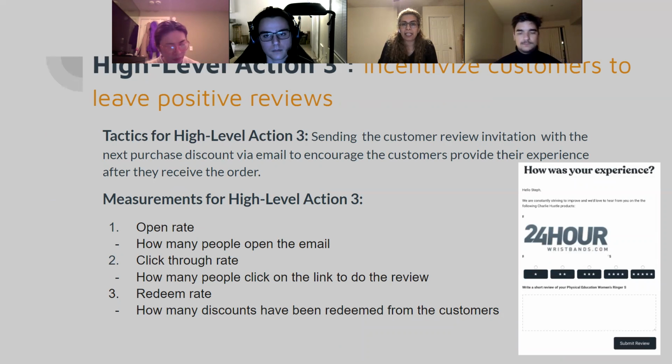High-level action 3, incentivize customer to leave positive reviews. A customer who has a negative experience is highly likely to share that experience by leaving a bad review. However, a customer who has a positive experience, on the other hand, is unlikely to leave a good review. In my research, only 1 in 10 happy customers leave good reviews. Customers earn points from reviews, given to 24-hour wristbands to use for next purchase and get discount.